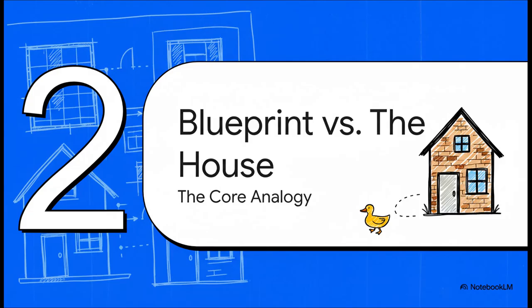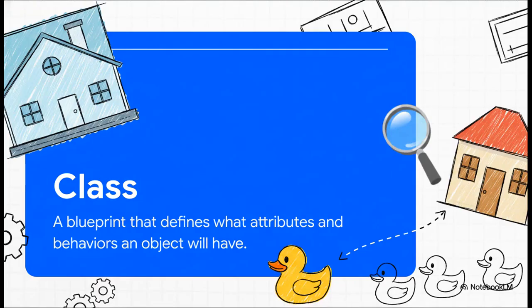Okay, so let's jump into the big idea that makes this all just click. For a second, just forget about programming entirely. Let's just think about building a house. In the world of programming, a class is the blueprint. That's it. It's not the house itself, not at all. It's the detailed plan that defines what the house will be like. It lays out all the attributes, like how many bedrooms it has, or the color of the paint, and all the behaviors. Basically, the things an object made from it can do.